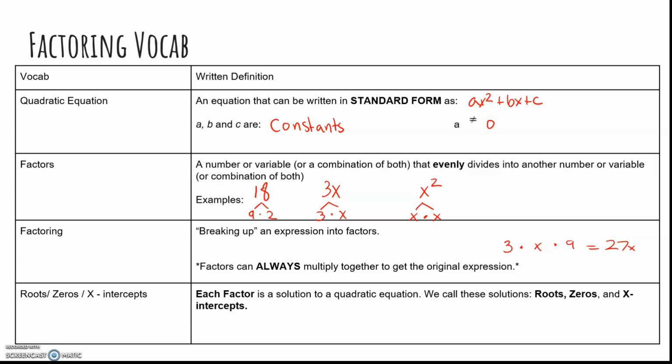And when we solve these factors, we're going to get these answers. These answers are called roots or zeros or x-intercepts. They're kind of interchangeable. They all relate to the same thing. So each factor is a solution to a quadratic equation, and we're going to look at what that looks like. And these can be called roots or zeros or x-intercepts.